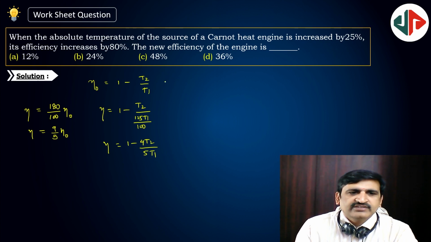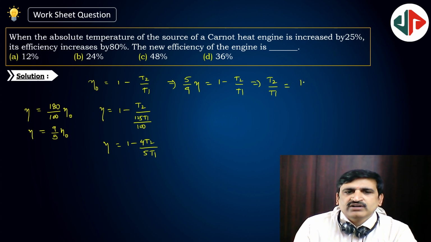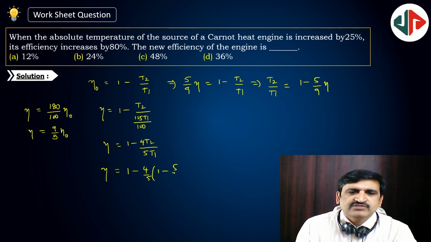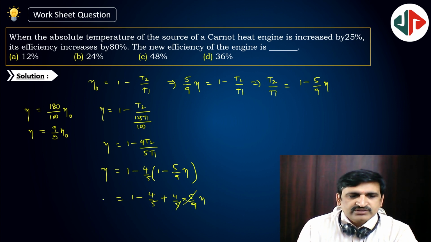Okay, and here onwards eta naught can be written as 5 by 9 eta is equal to 1 minus T2 by T1, which implies T2 by T1 is equal to 1 minus 5 by 9 eta. Why can't we substitute that here? So eta is equal to 1 minus 4 by 5 into 1 minus 5 by 9 eta. So it will be 1 minus 4 by 5 plus 4 by 5 into 5 by 9 eta. 5 gets cancelled.